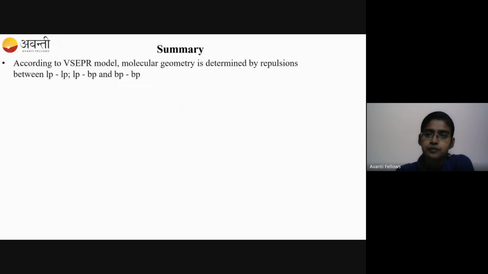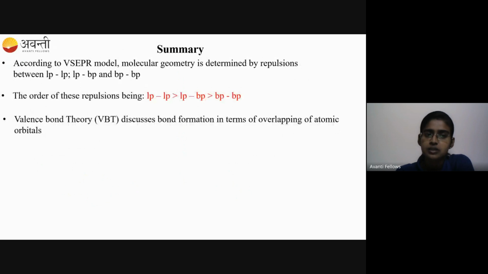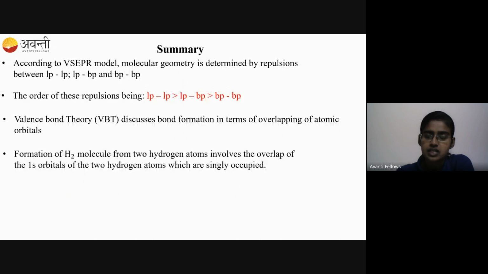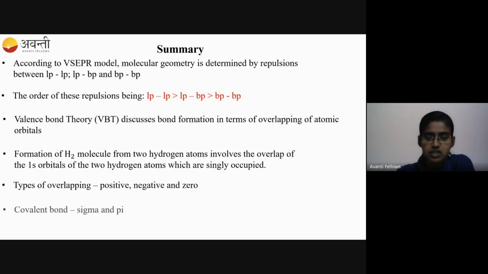So in the VSEPR model, we have seen this relation. In valence bond theory, we discussed the overlapping of atomic orbitals, and we have seen the formation of the hydrogen molecule with the potential energy diagram. Coming to the types of overlapping, there are three types: positive, negative, and zero. Coming to the covalent bond, sigma bond and pi bond lead to the formation of covalent bond.